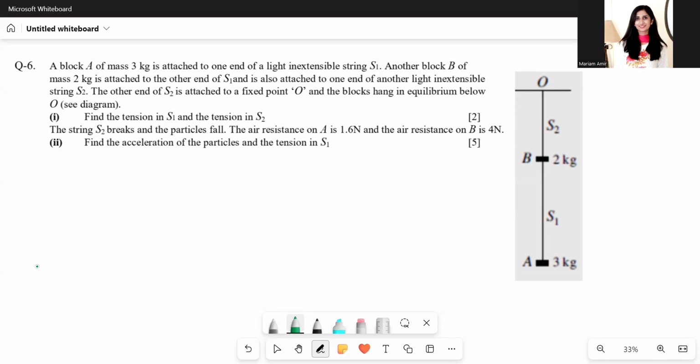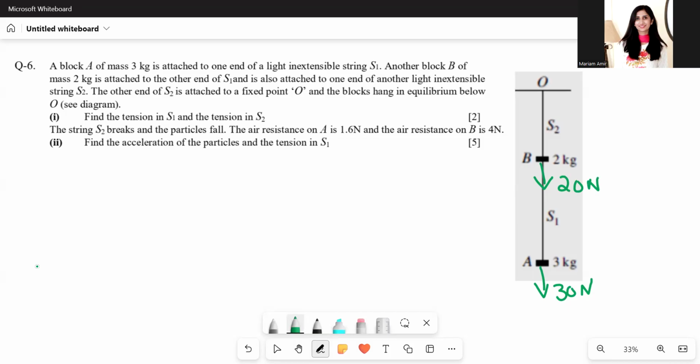Okay, so since this mass is 3 kg, there's going to be a downward force on A, which is going to be 30 Newton weight. Similarly, there's going to be a downward force on B, which is going to be a 20 Newton weight, since weight is equal to mass times g, mg. And g is 10.